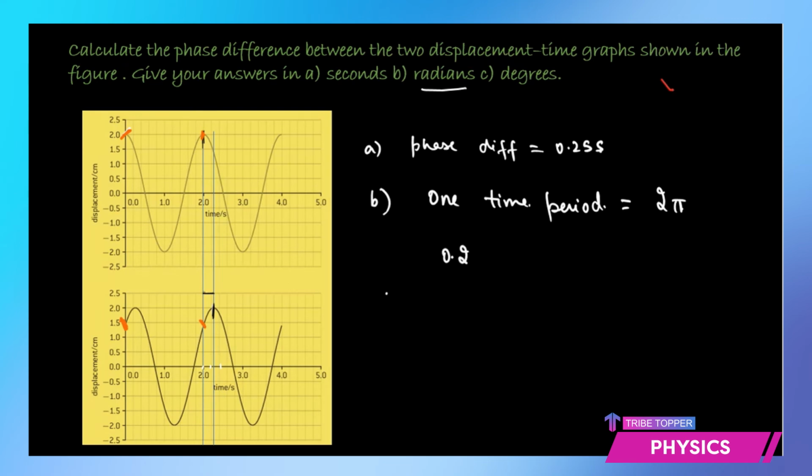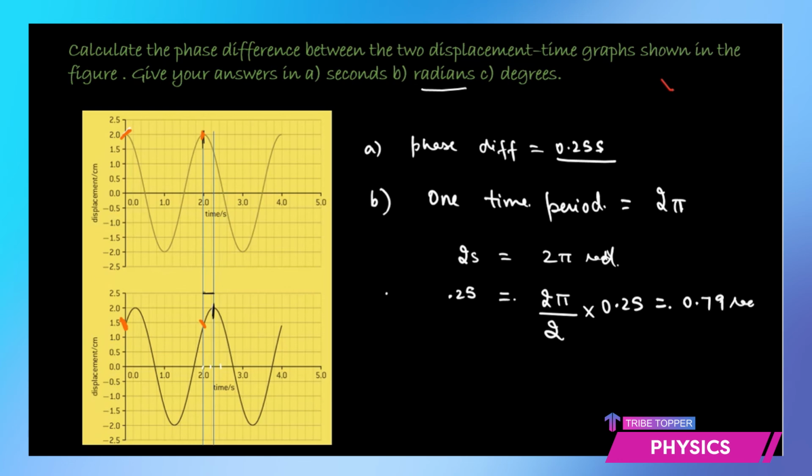So this 2 seconds, if we convert it into radians, how much would that be? Therefore, a phase difference of 0.25 seconds would be how much in radians? Sorry, that is not 0.2, it's 2 seconds. My mistake. So 2 seconds correspond to 2 pi radians. So 0.25 seconds would correspond to 2 pi by 2 into 0.25, and that would give us 0.79 radians.